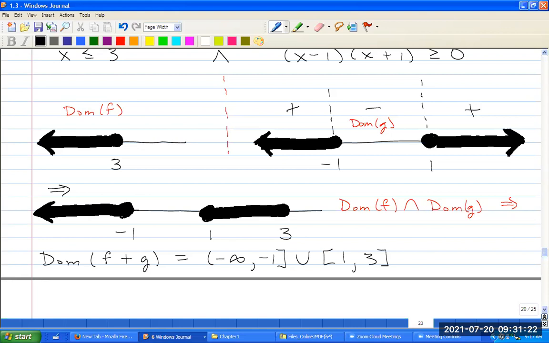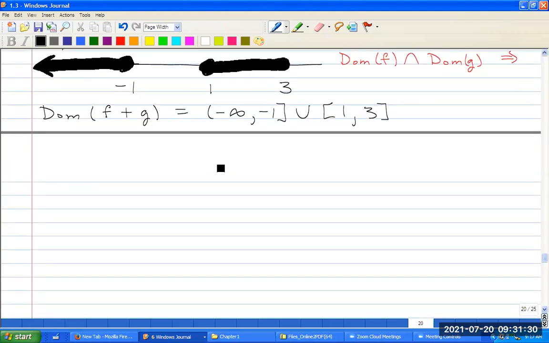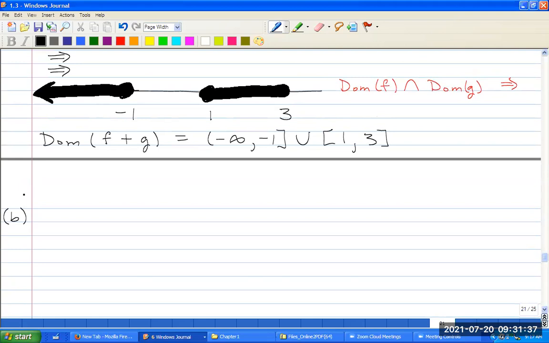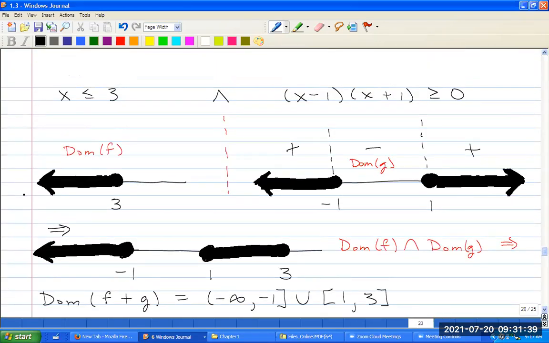Okay, good. Let's do part B. And I'll use the fact that the domains are the same, so I won't need to work nearly as much for the next parts. Actually, let me ask you before I go on, any questions about the domain? Any questions on how I determined the domain?